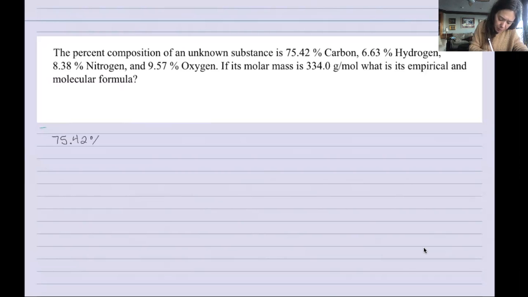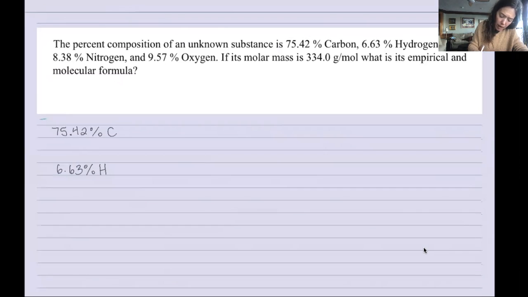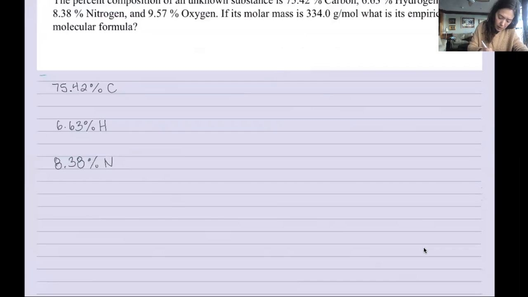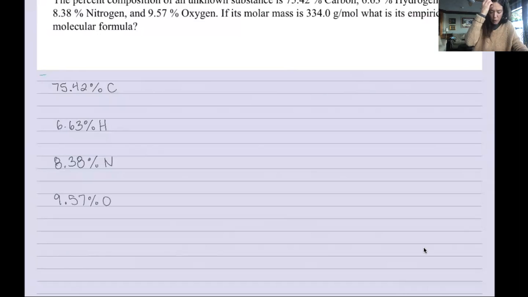And we will slowly go through the steps of solving this problem. We must first get the empirical formula. And then once we know the empirical formula, we can easily determine our molecular formula by reflecting back to our question.